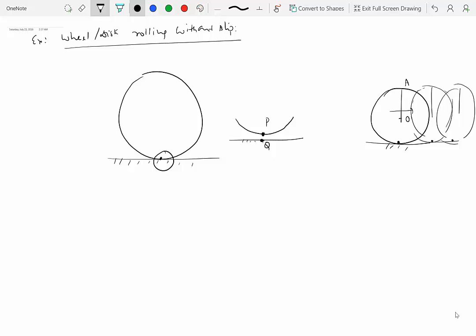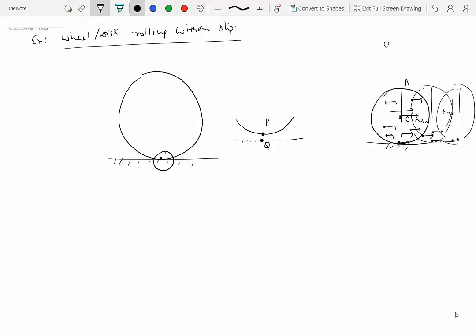This point is moving in this direction with some velocity. Let's say this is the center point, and this is V0, translating. So all the points on this disk are moving with the same velocity, whether it's a point right over here or over here. But the corresponding point on the ground is not moving because the ground is stationary. So that means there is relative motion between points P and Q.